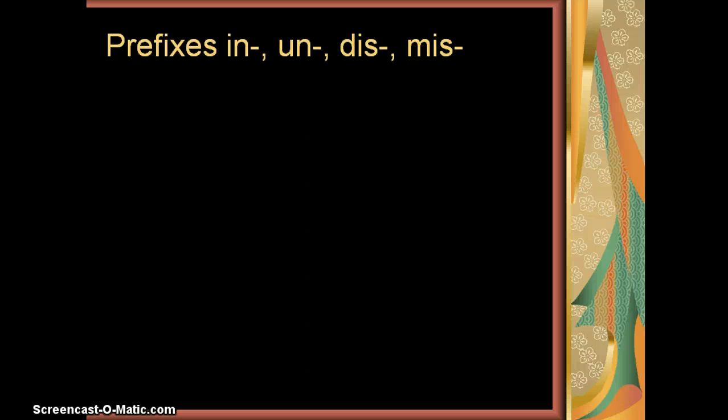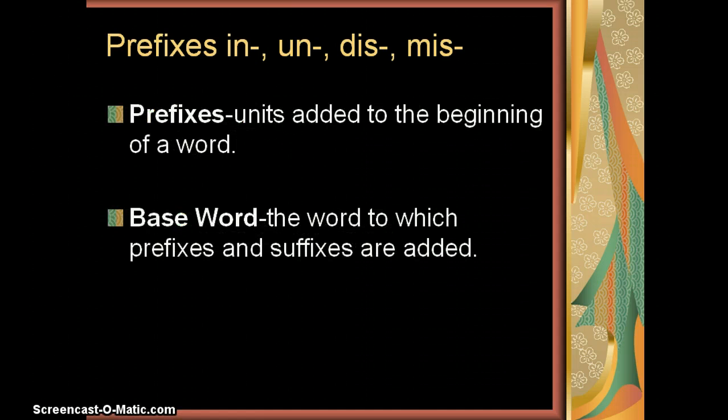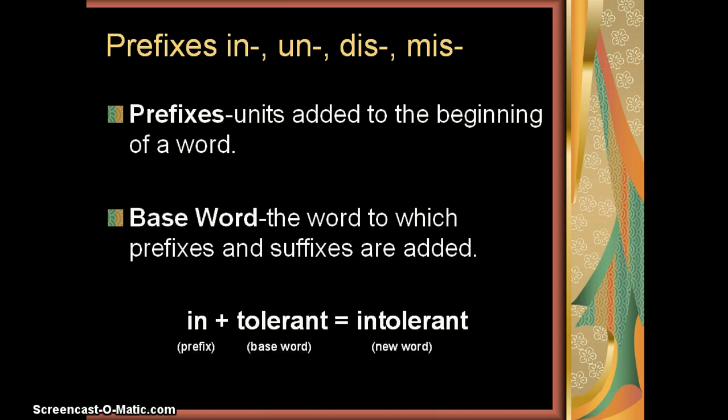So on to the lesson of prefixes in, un, dis, and mis. Prefixes are units added to the beginning of a word. A base word is the word to which prefixes and suffixes are added. If you take these parts below, in plus tolerant gives you intolerant. You see in is our prefix, tolerant is our base word, giving us the new word intolerant.